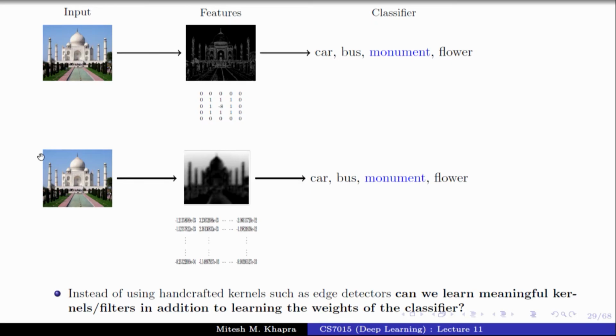And that's the difference between those static handcrafted features and what you do in something known as a convolutional neural network, where along with the weights of the classifier, you're also trying to learn the weights of the filter. Is that fine? So instead of using these handcrafted weights, you learn some other weights for the filter.